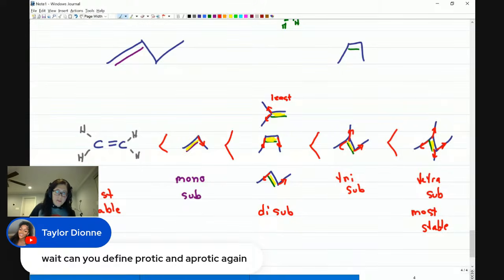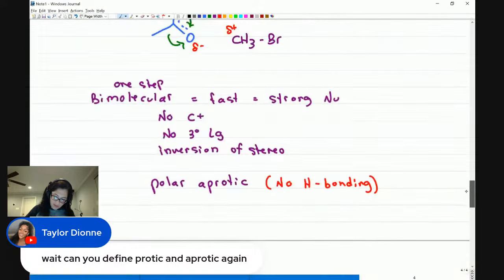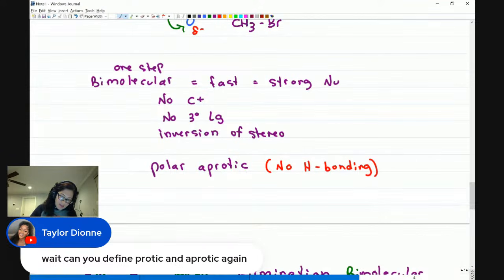Can you define protic and aprotic again? Yes. Let's go back to wherever I put it, right there. Aprotic, A means without, protic is the proton capable of hydrogen bonding. So the question for you is, do you like to have fun? Because hydrogen absolutely likes to have fun, FON.